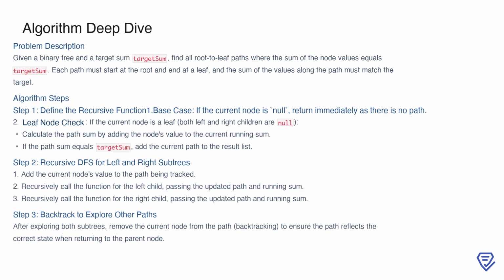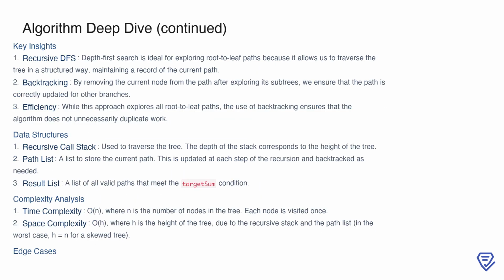Depth-first search, or DFS, is particularly well suited for this problem because it allows us to systematically explore all root-to-leaf paths while keeping track of the current path and sum. One of the key techniques here is backtracking. Backtracking ensures that after exploring a node's subtrees, we remove the current node from the path, effectively resetting the path for the next branch of the tree. This prevents unnecessary duplication and ensures correctness.